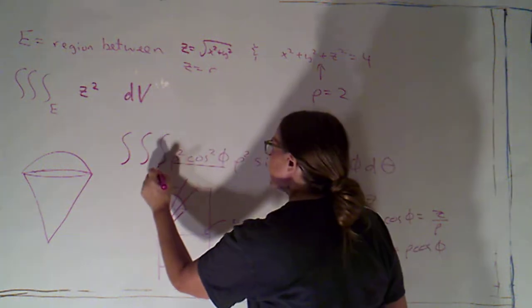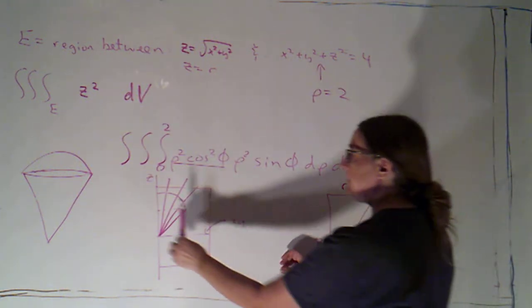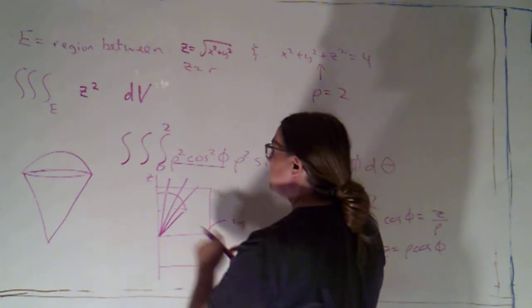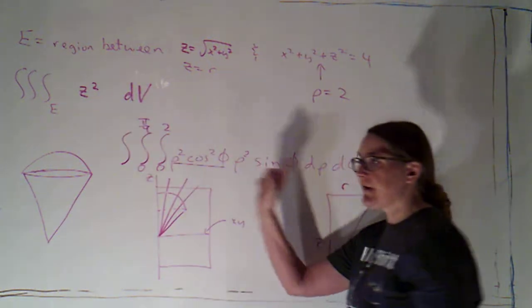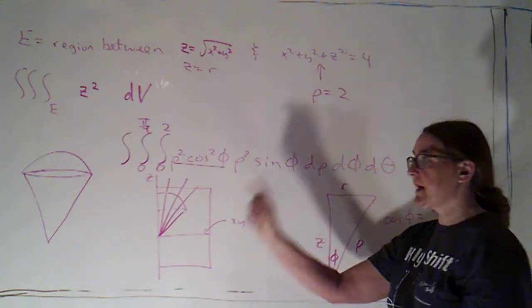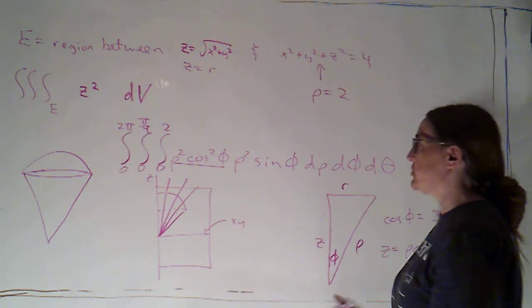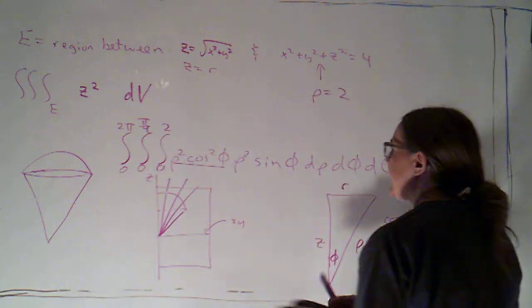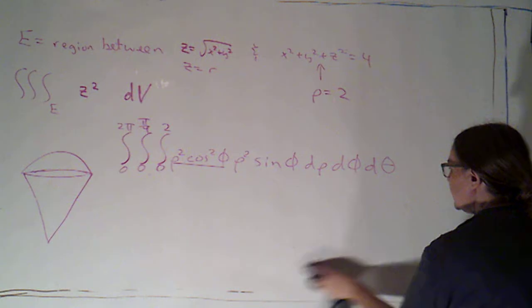So my rho values are going to be going from 0 to 2. I can see my phi values are going from 0 to the phi value on the cone, which we said was pi over 4. And if I'm getting this whole cone, we're rotating all the way around, so theta is going to go from 0 to 2 pi. So we've got our integral set up now in spherical coordinates.